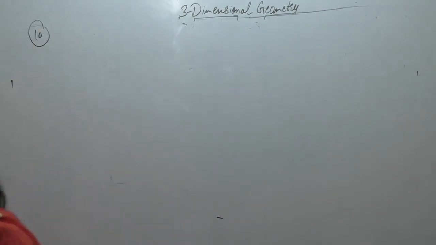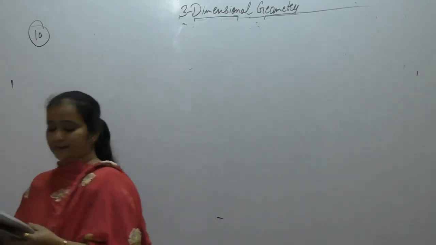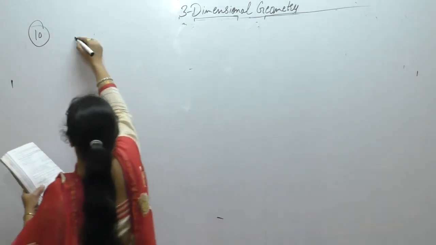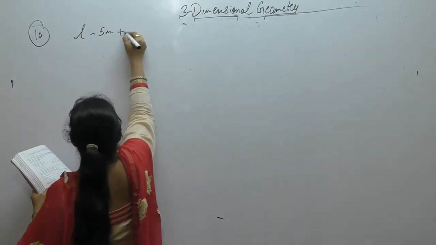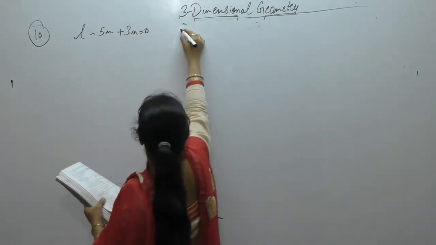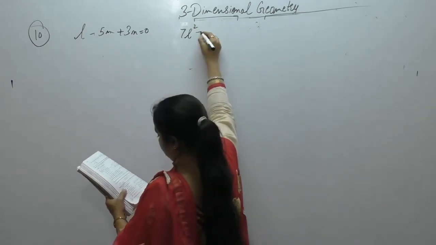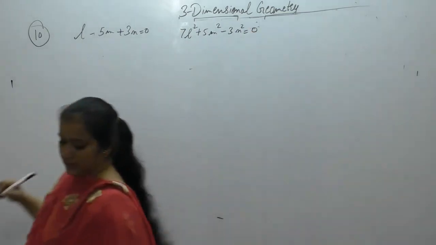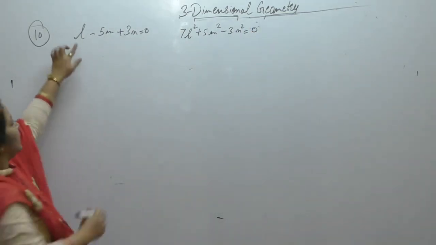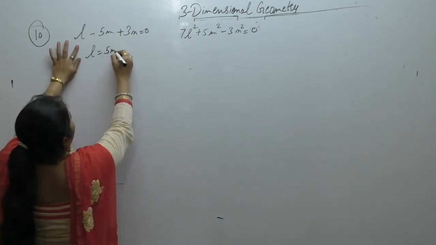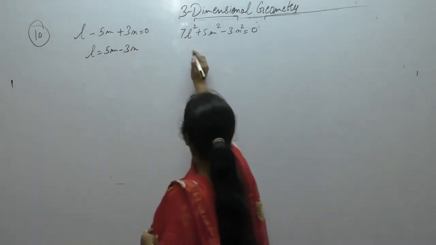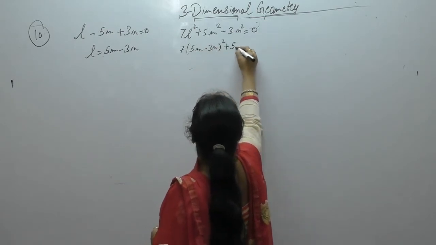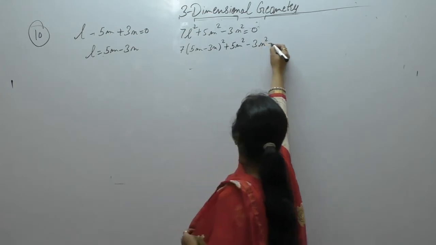Next one is: find the direction cosines of two lines which are connected by the relation l - 5m + 3n = 0, 7l square + 5m square - 3n square = 0. Now find the value of l, 5m - 3n.